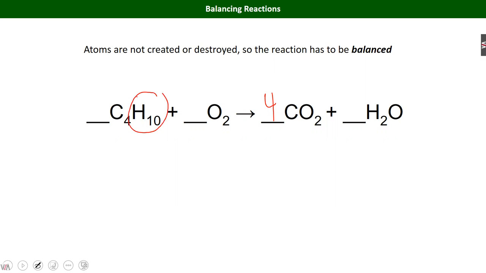5. Yeah, if we start with 10 hydrogens and all of our hydrogens turn into water, right? There's no other molecule on the right-hand side that has hydrogen in it, right? So I have 10 hydrogen atoms and they're all turning into water that has 2 hydrogens per molecule. So I must need 5 waters total.